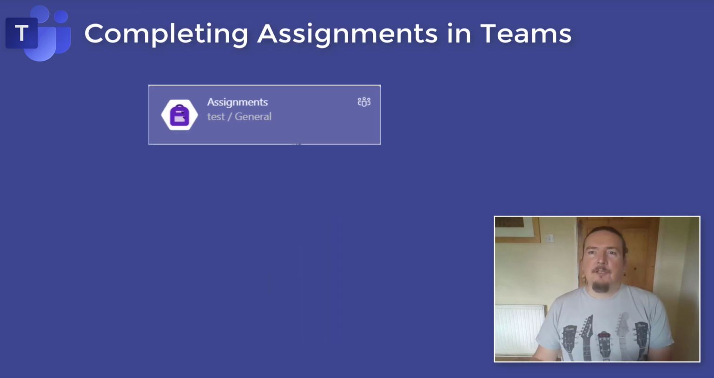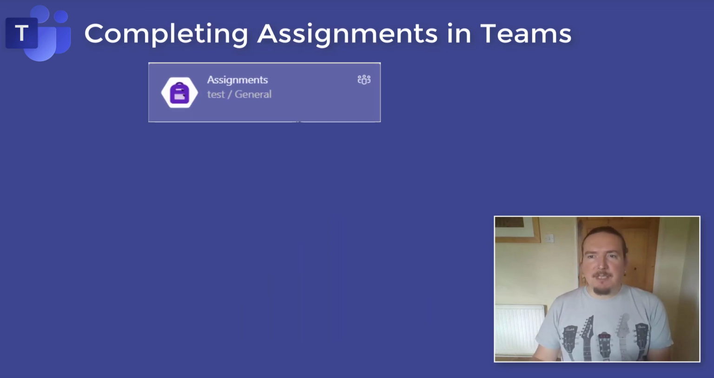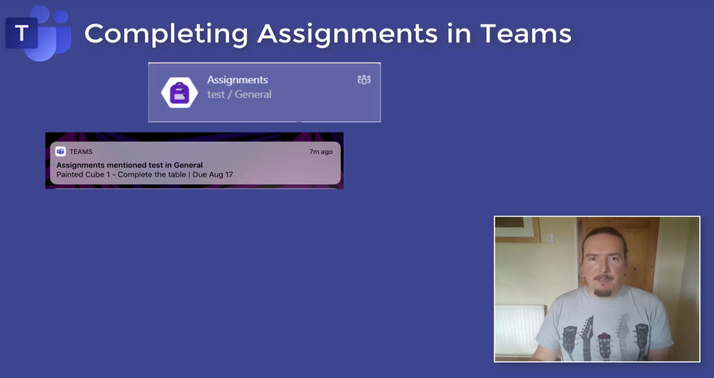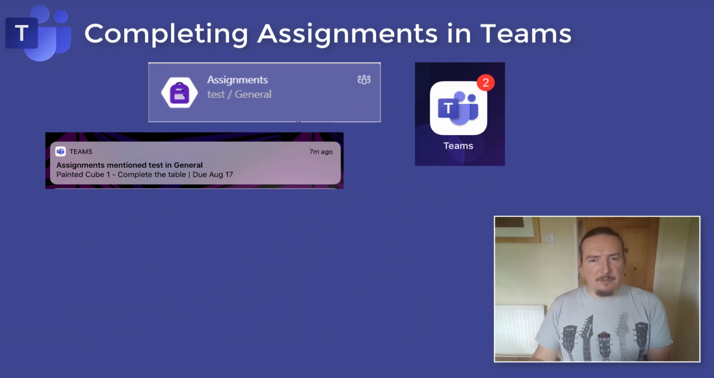First up, how do you know you've been set an assignment in Teams? Well, it will be hard not to know. You should receive a notification from your Teams app that you've been set an assignment by your teacher. On a mobile device, you'll get a message in your notifications view that you have an assignment due. Your Teams icon will show a little number next to it here.